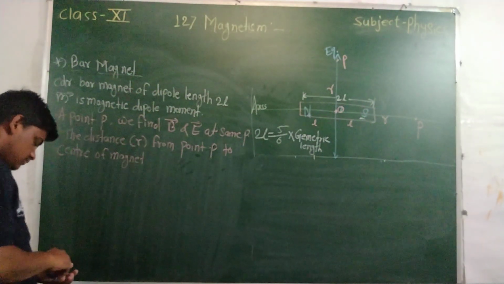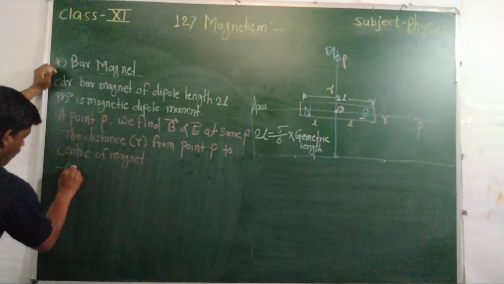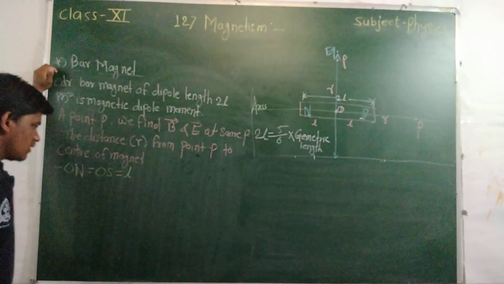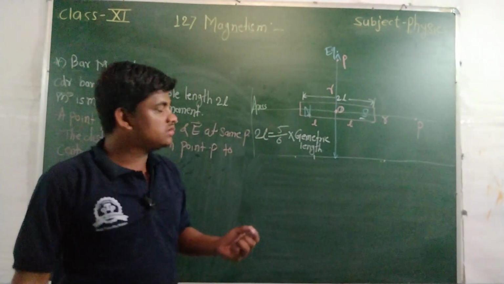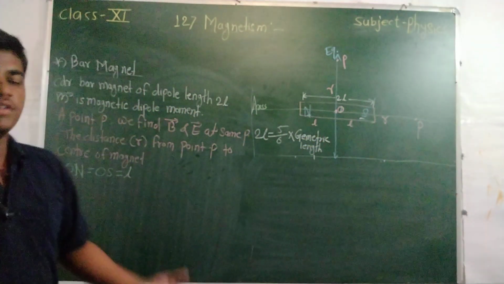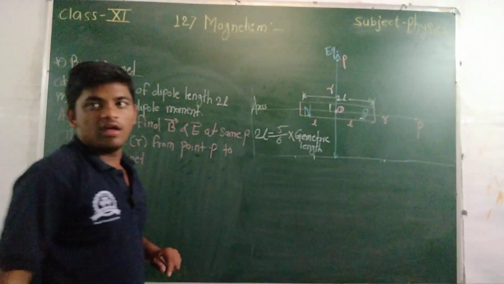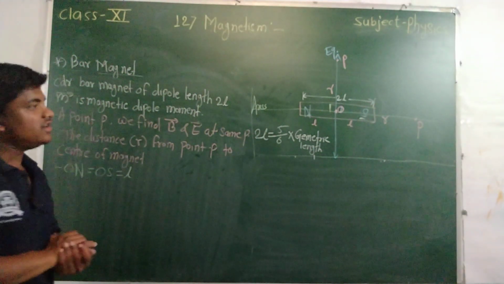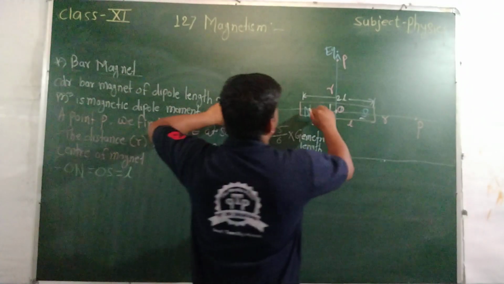We know that the distance ON is equal to OS, or L. O is exactly the center, and the distance between the two poles is 2L, divided into equal parts, that is L, and this is perpendicular. Both are perpendicular, so we use the Pythagoras theorem to find the distance of this.